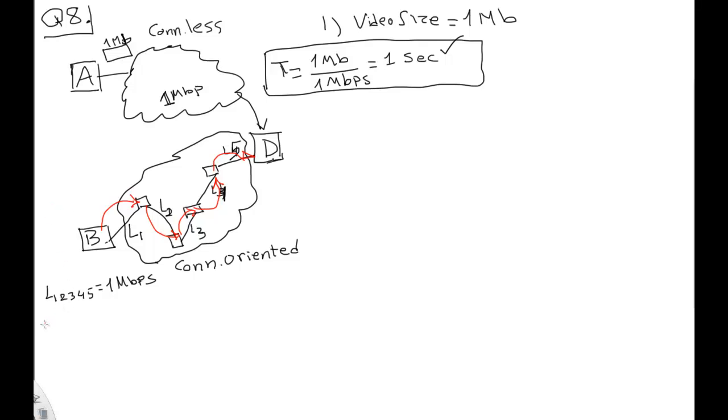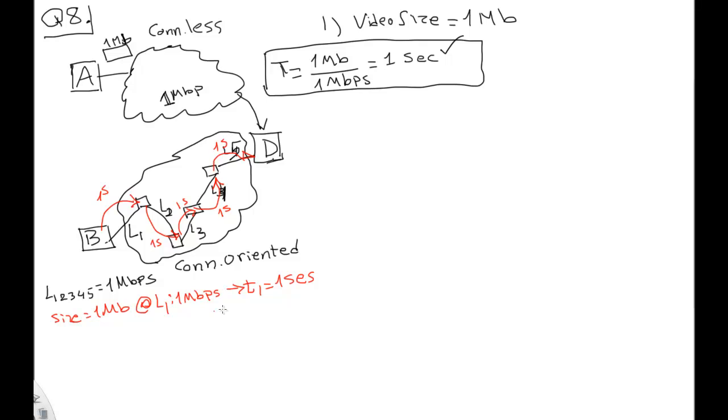So if the file size is equal to 1 megabit, and over link 1 at 1 megabit per second, it takes t sub 1 equal to 1 second to send to intermediate switch L sub 1. Same with L sub 2, L sub 3, L sub 4, and L sub 5. So it takes 1 second here, 1 second here, 1 second here, 1 second here, and 1 second here.